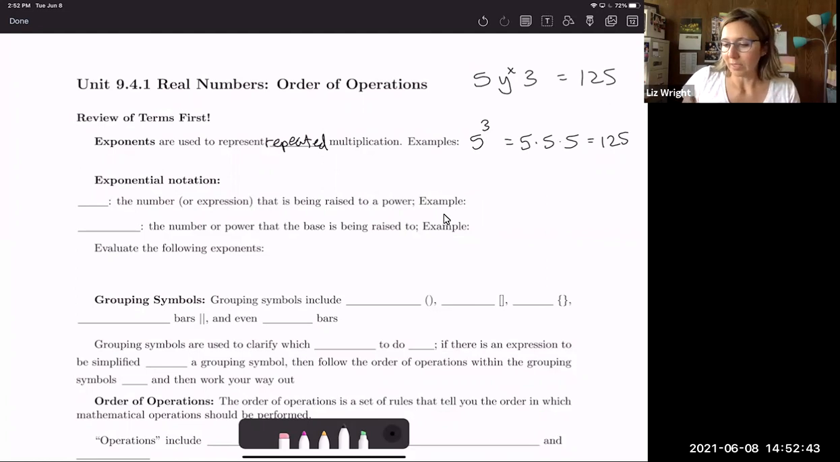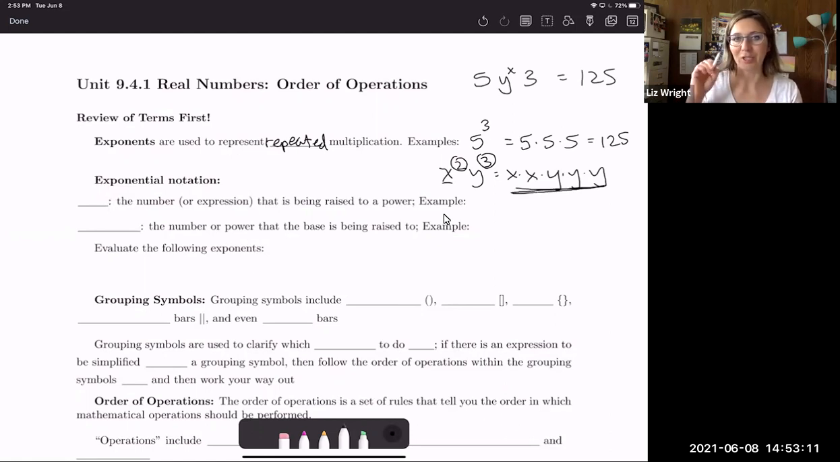And so even if we had something like x squared y to the third, we would actually expand that out to say x times x times y times y times y, because we have 2 x's and 3 y's, and they're all being multiplied together. So that's what exponential notation is. It's just a way for us to condense, because writing this out every single time would take up some space and be kind of challenging to write out that many x's and y's several times. And so exponential notation is a way to condense that written form, and it tells us that we are doing that repeated multiplication process.